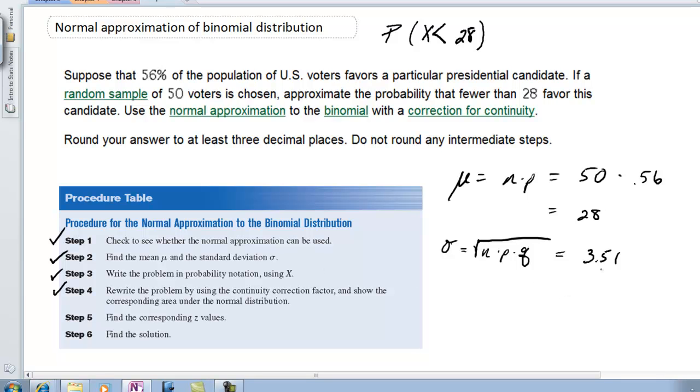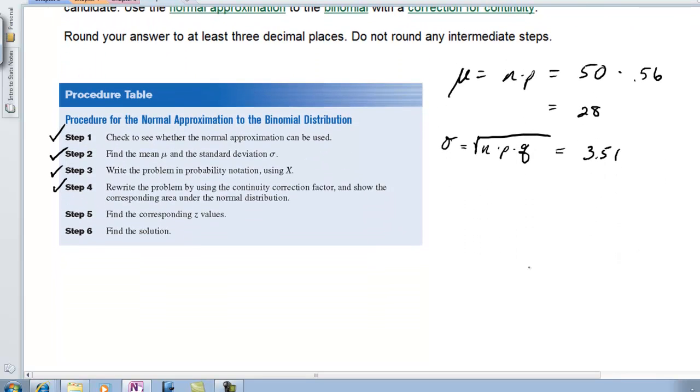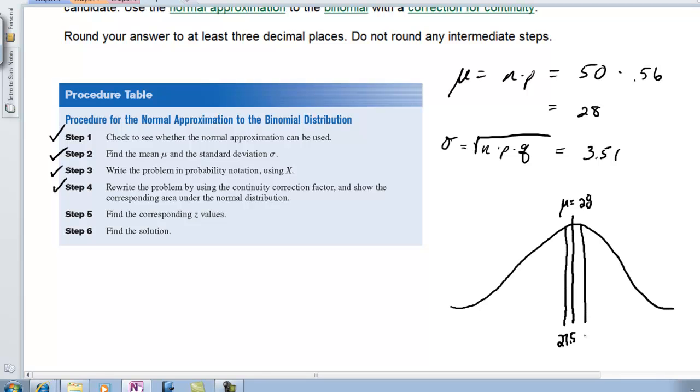Here's the deal. When you're talking binomial, you can't have 28.2 voters in favor. You can't have 28.9 voters in favor. You can't have 27.3 voters in favor. Yet all those values are possible on a normal distribution. So we correct for that by setting borderlines. Here's our expectation, which is 28. It's right in the center of the distribution, but 28 begins at 27.5 and ends at 28.5.